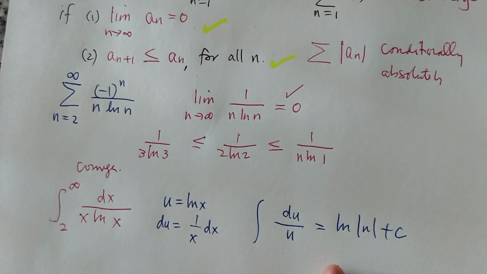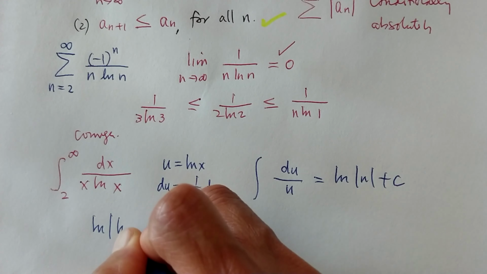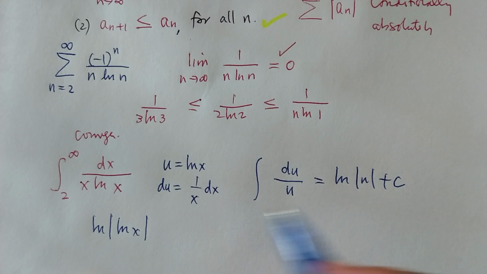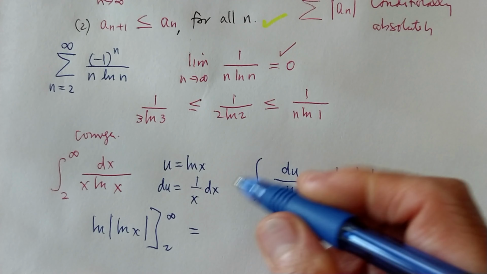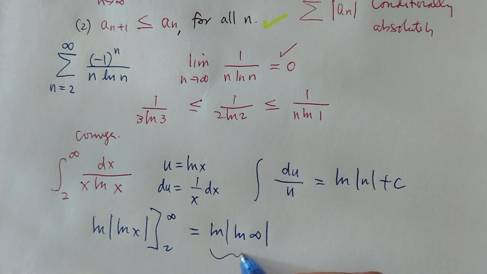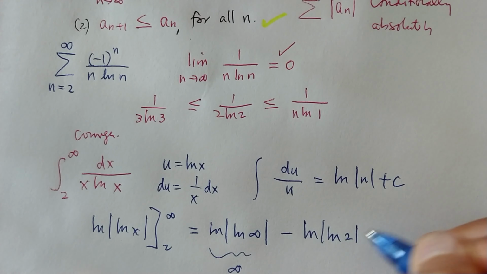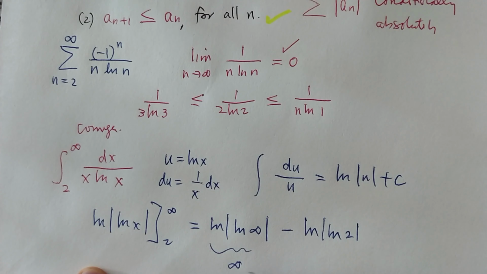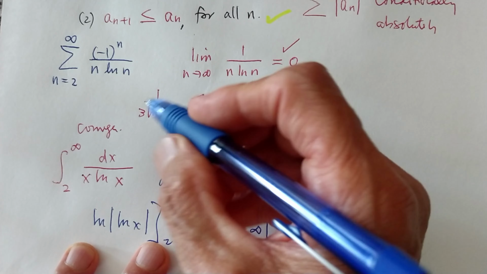So putting back our u, the integral is equal to ln of ln of x, and we will now evaluate this from 2 to infinity. Well, ln of ln of infinity is infinity minus ln of ln 2. Well, what is the significance of this? It goes to infinity. So we say the integral diverges, and so this particular series converges conditionally.